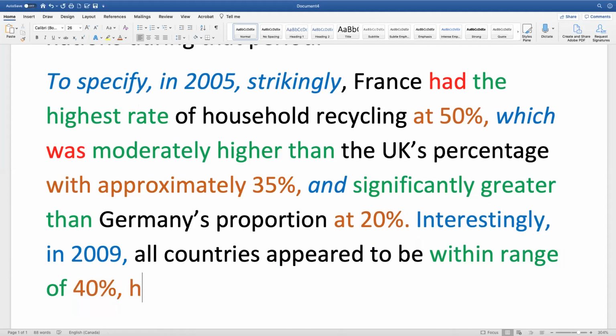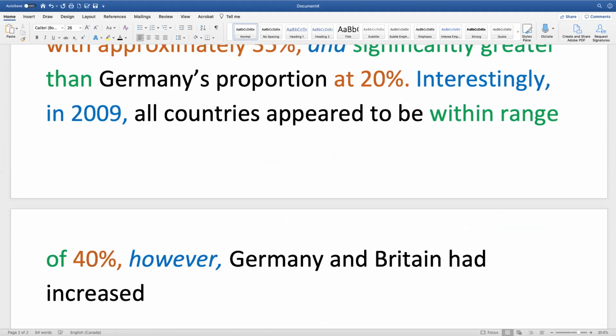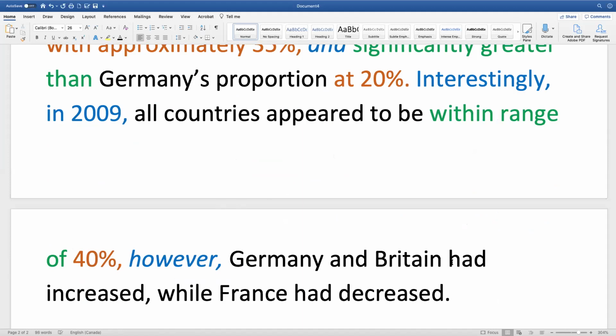So, but let's say, however, Germany and Britain had increased while France had decreased. So had increased, had decreased.